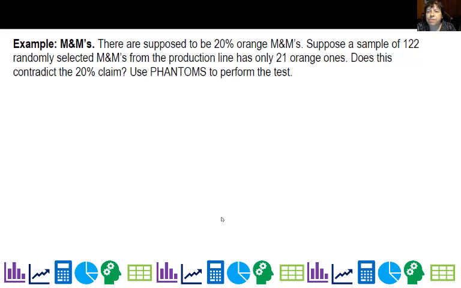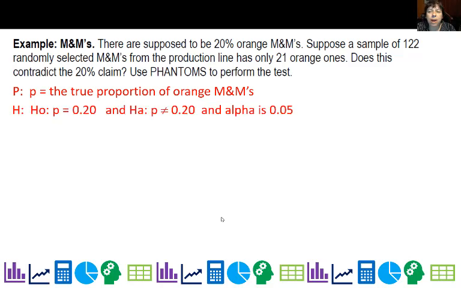So suppose a sample of 122 randomly selected M&Ms from the production line has only 21 orange ones. Does this contradict the 20% claim? So PHANTOMS: P is your parameter, the true proportion of orange M&Ms. H is your hypotheses. We're going to assume that p is 20%, or 0.20.